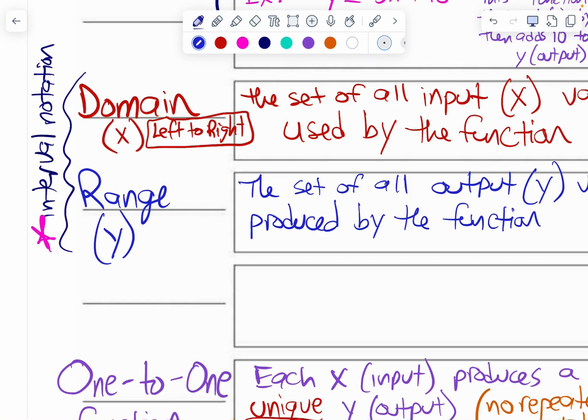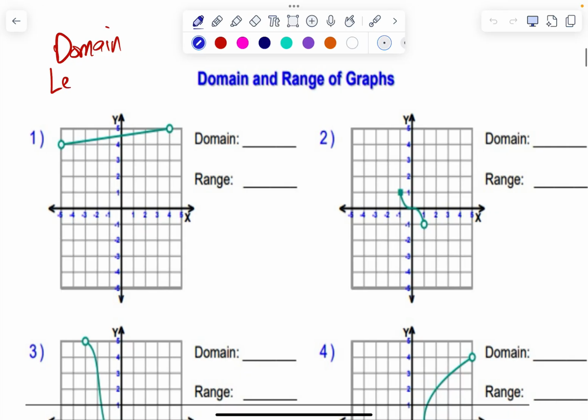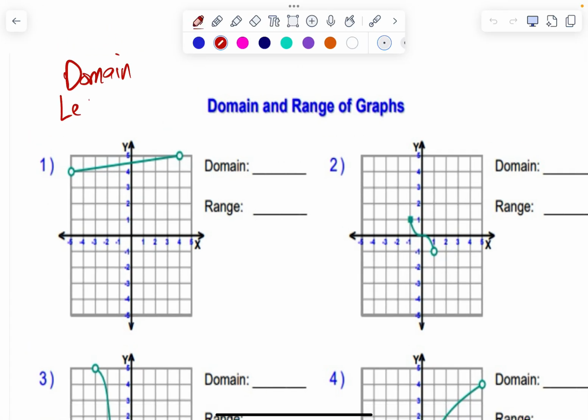And your range, what do you think it is? First of all, it's Y values. Bottom to top. Remember, range is Y, so we have to look from the bottom up. Everybody got that? Okay. Oops. That's where we were. So let's do domain. That's left to right.